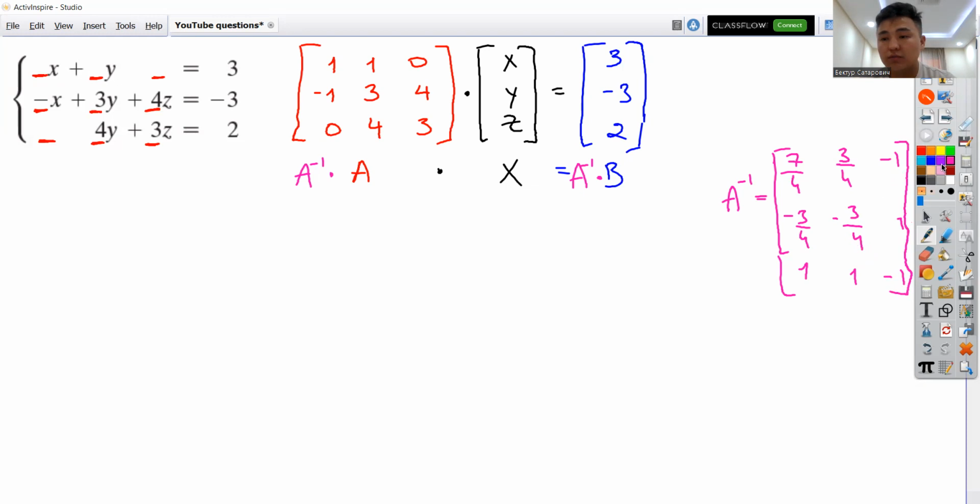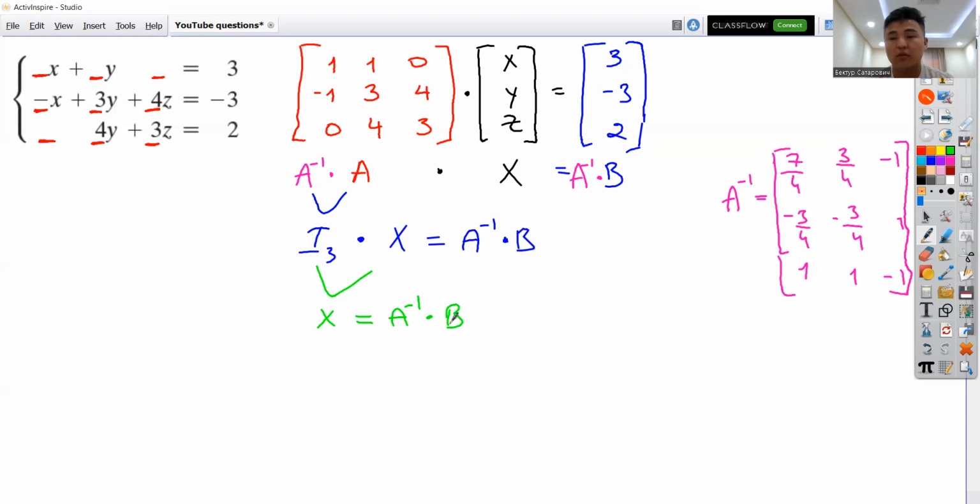By the way, you can Google it as well. When you multiply the inverse matrix and the matrix, it gives you the multiplicative identity I3. Why 3? Because I have a 3 by 3 matrix. We multiply by x, and on the right side we have the inverse matrix multiplied by B. Any identity multiplied by a matrix gives the same thing, so I3 times x gives just x, which equals A inverse multiplied by B.